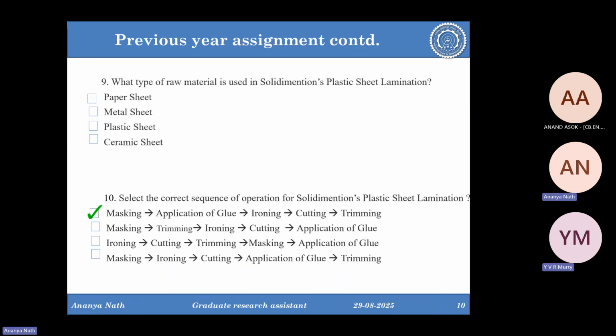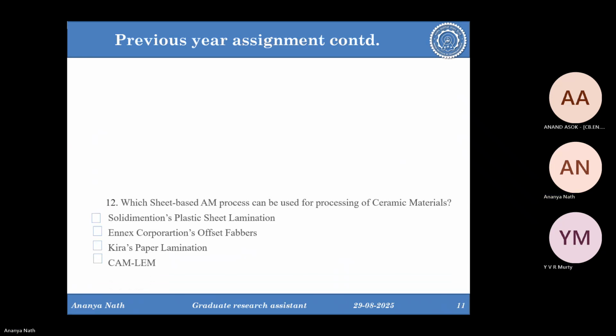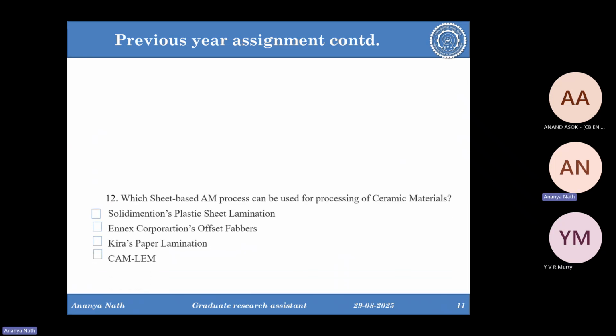Good. Then what type of raw material is used in solid dimensions? As I mentioned, plastic sheet. Here we use the plastic sheet. This is the only difference from Kira's, cubic technologies and solid dimensions. It is there in the name itself: solid plastic sheet lamination. Which sheet-based AM process can be used for processing of ceramic materials? That is CAM-LEM, the last one.